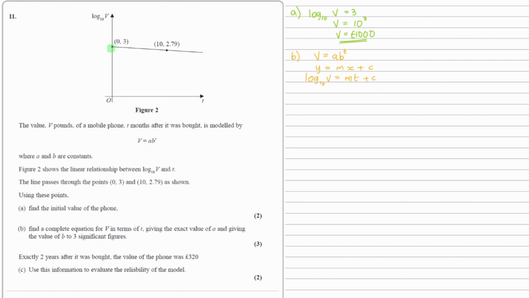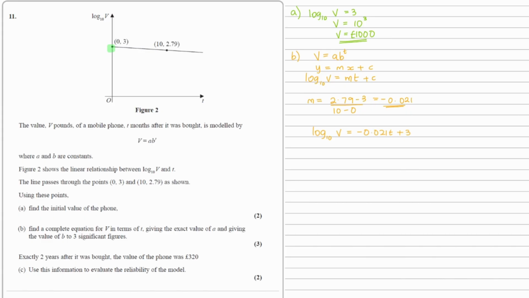We can also find the gradient m of the equation by using the 2 points that we've been given, by doing the change in y divided by the change in x. So if we did 2.79 take away 3 over 10 take away 0, that would give negative 0.021. So we've now got the gradient of the graph, and we can see that the y-intercept is 3. So if we were to write these values into the equation of the graph, we would write this as log10 V is equal to minus 0.021t plus the y-intercept, which is 3.